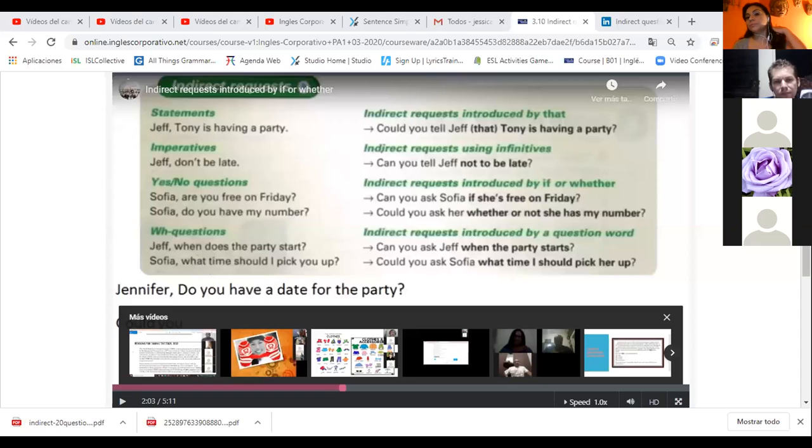I just want to show you this so we remember what we studied yesterday. Can you see, guys? Yes. Okay, very good. I'm going to mute everybody because there's a little bit of noise. In case you want to say something, just unmute your microphone. So here we have statements with indirect questions and imperatives with indirect questions. Those are the ones we studied yesterday. And today we have to study yes/no questions and WH questions and switch them to indirect requests. So this is what we're studying today.